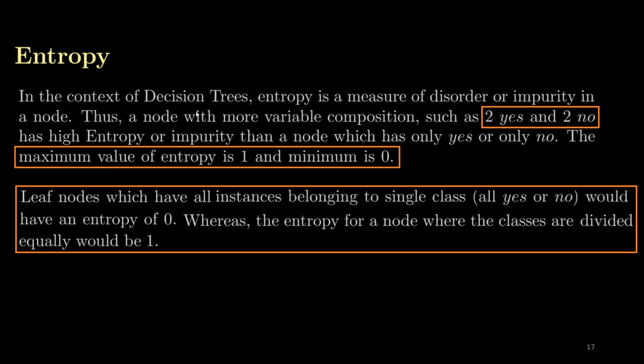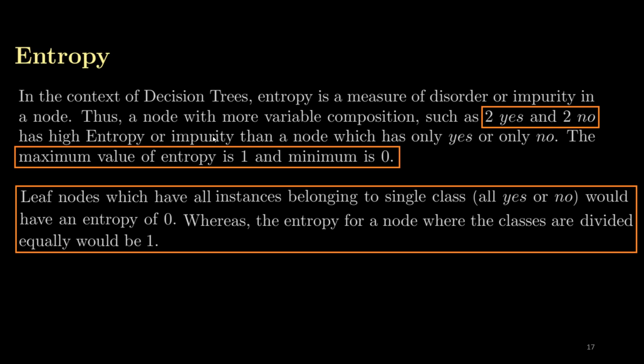In the context of decision trees, entropy is a measure of disorder or impurity in the node. Thus, a node with more variable composition, such as 2 yes and 2 no, has higher entropy or impurity than a node which has only yes or only no. The maximum value of entropy is 1 and the minimum value is 0. So basically, entropy tells us about the impurity of a node, whether it is the parent node, a children node, the root node, or a leaf or terminal node.